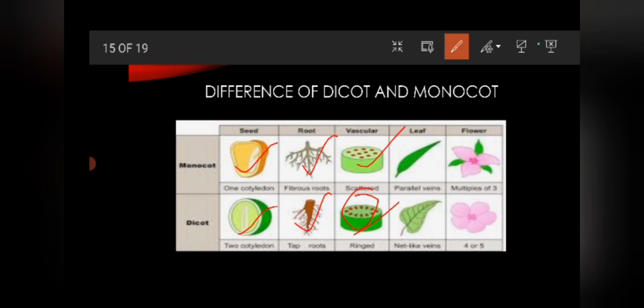Actually, banana is an example for monocotyledon plants. In banana you can see parallel veins. So this monocot has parallel veins, whereas net-like veins are present in dicotyledon plants like beans and all. Flowers also you can differentiate. In a banana flower you can see inside one flower there are multiple flowers. So that is an example for monocotyledons. But in dicotyledons you can see 4 or 5 petals. So this is the difference between the monocot and dicot plant.